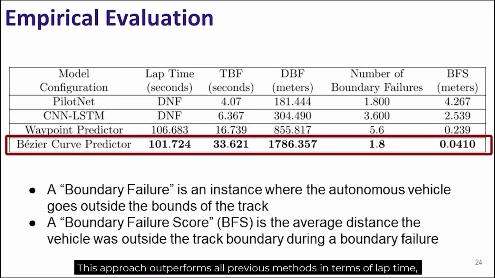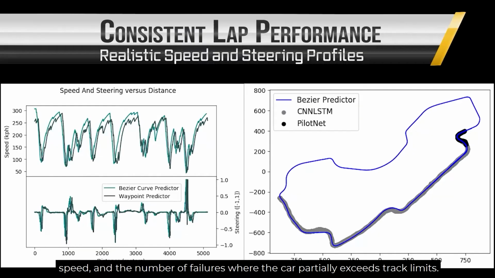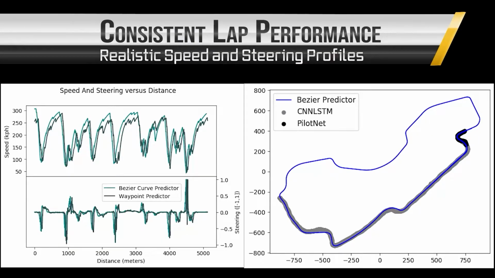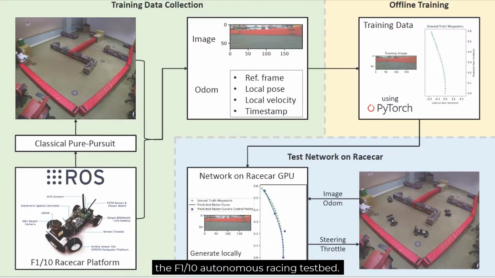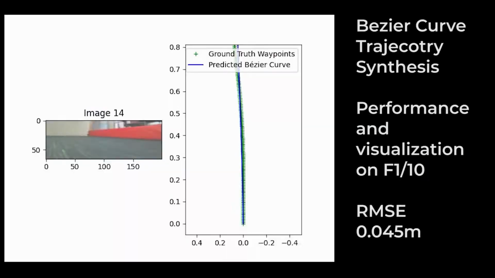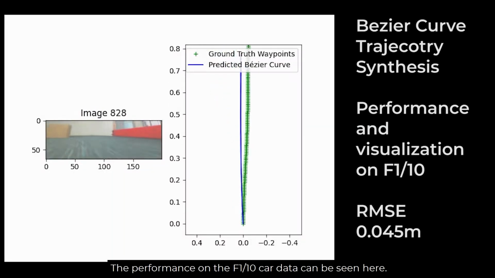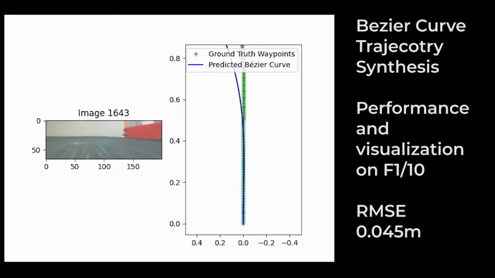This approach outperforms all previous methods in terms of lap time, speed, and the number of failures where the car partially exceeds track limits. We also implement and test our method on data obtained from the F1tenth autonomous racing testbed. The performance on the F1tenth car can be seen here.